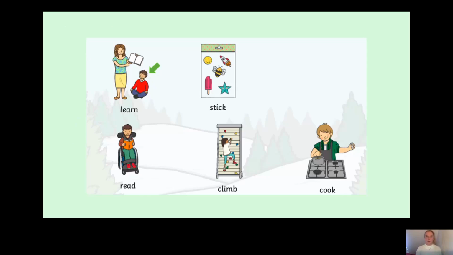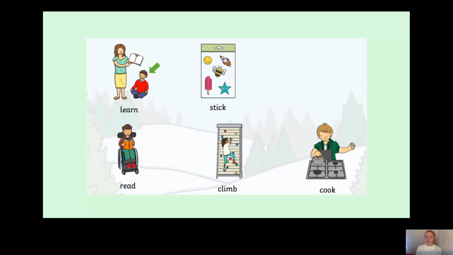So here we have got some more verbs. Okay, we've got learn, we've got stick, we've got read, we've got climb, and we've got cook. Now, these are just adding the suffix, okay? As you can see, none of them end in a Y, none of them end in a consonant with a single vowel sound in front of it, and none of them end in an E. So you just need to add the suffix er, okay? So pause the video now and have a go at changing these verbs into nouns.